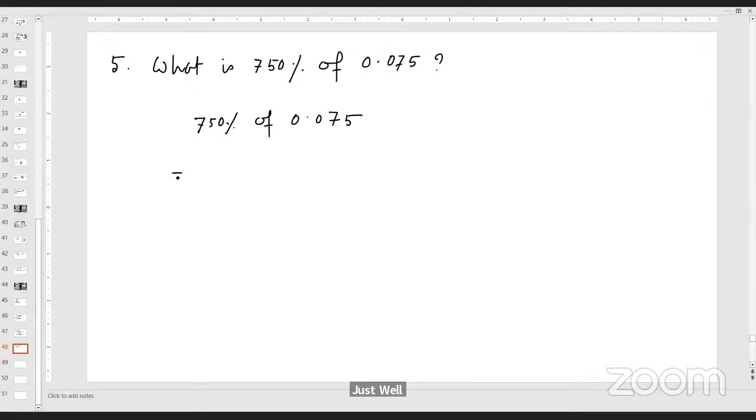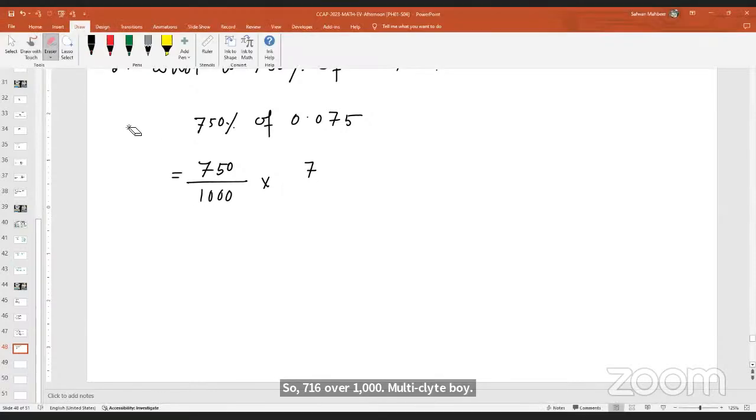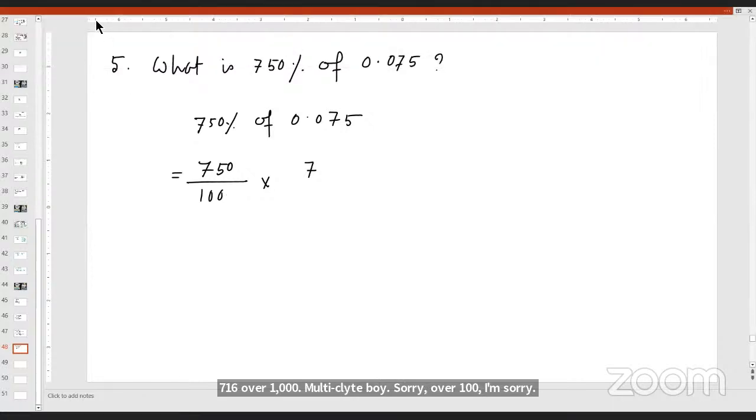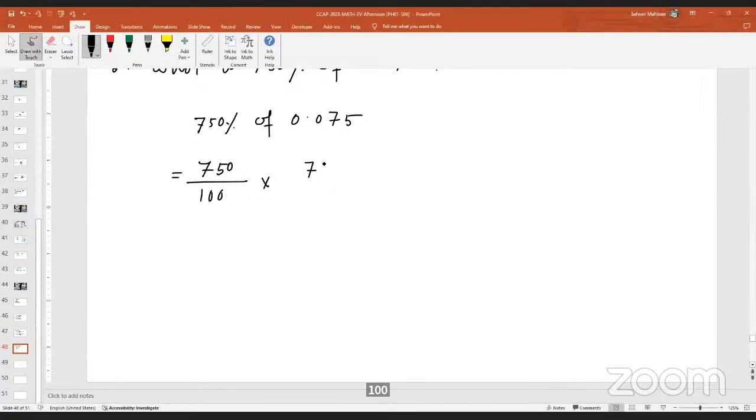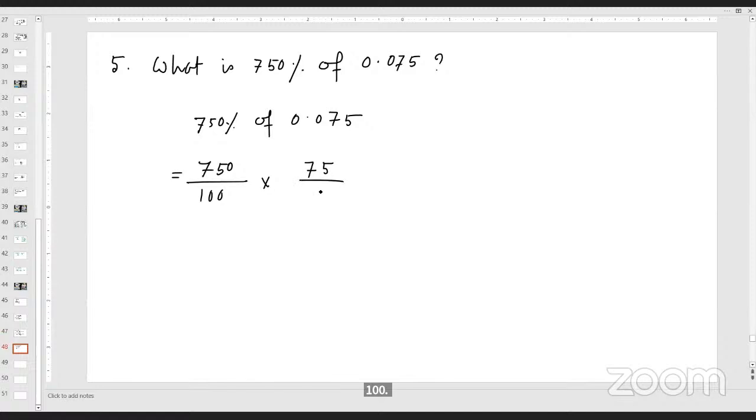So 750 over 100 multiplied by 75 over 1000, right? Now, first of all, we have to go for this.